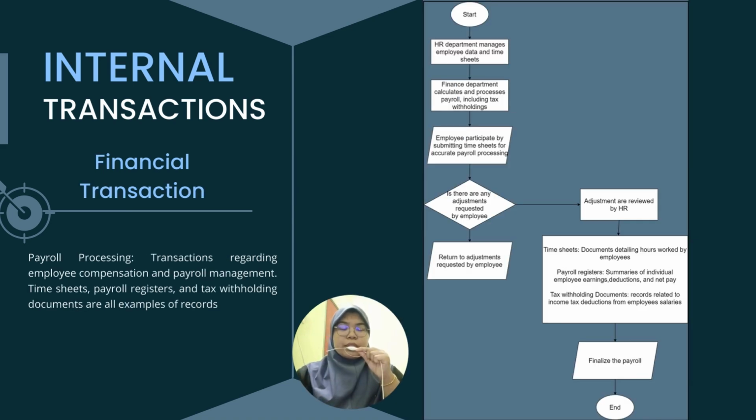The last one is payroll processing, which refers to the administrative task of managing the financial records of employees' salaries, wages, bonuses, net pay, and deductions. Following the flowchart, first the HR department needs to manage employee data and timesheets. Then the finance department needs to calculate and process payroll, including tax withholdings.